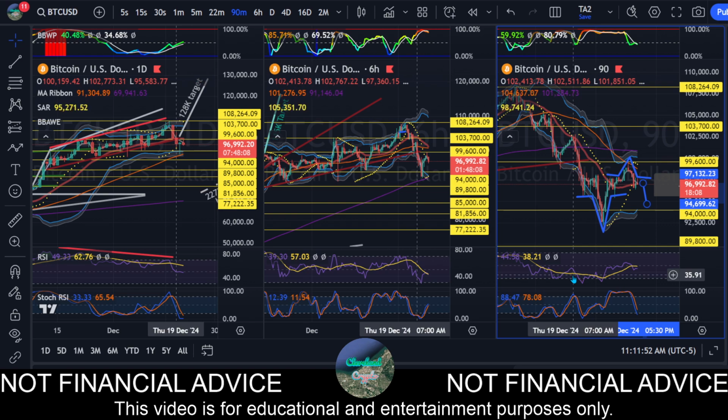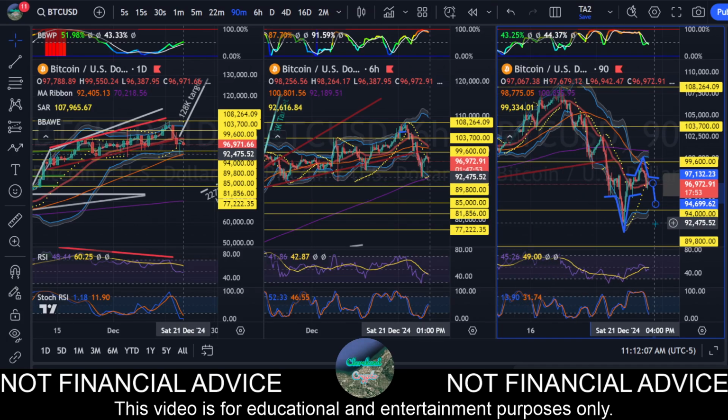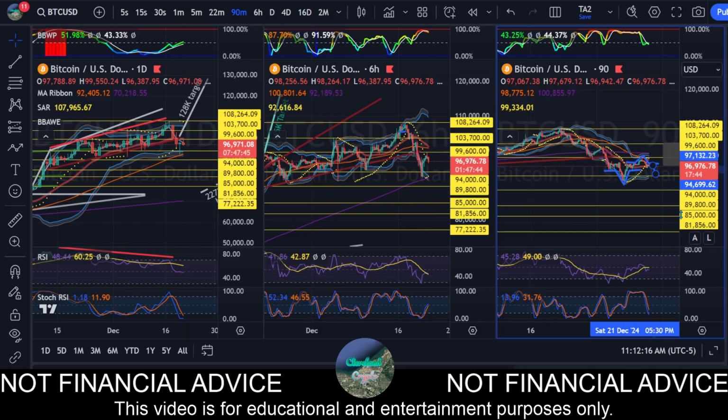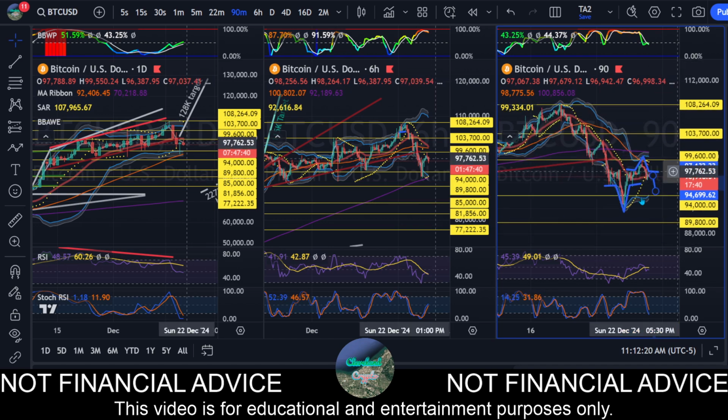Both on the 6-hour and the 90-minute, the RSI is still in bearish territory though, so more downside could occur if it's just down to 94.6 like we're looking at here. If we lose 94 again though, we're probably going to come back down to test 92.2. And if we can't form a double bottom there, then we're heading back down to 89.8. And like we've been saying before, 85 is also on the table.